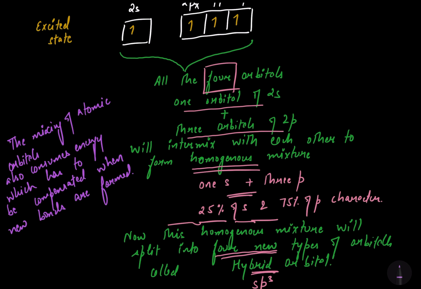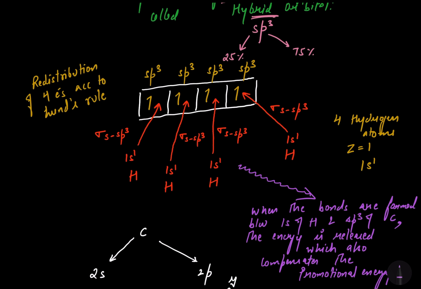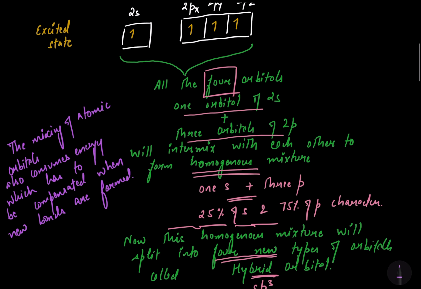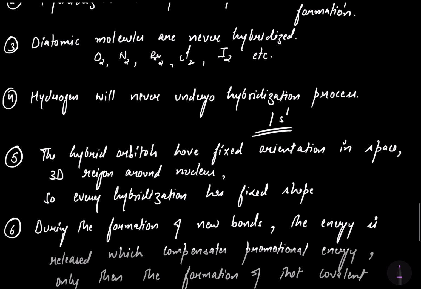So the mixing of 1s and the 3p orbitals also consumes energy. For that, when the new bonds are formed between the 1s of hydrogen and the sp3 of carbon, that energy required for hybridization or the mixing of atomic orbital has to be recovered or compensated. Only then hybridization process is possible. So this is the last point I'm writing.